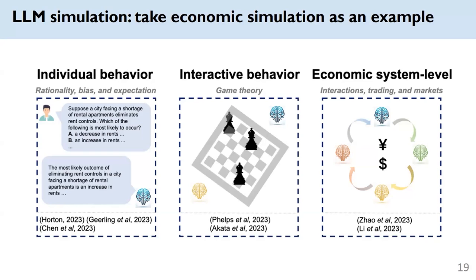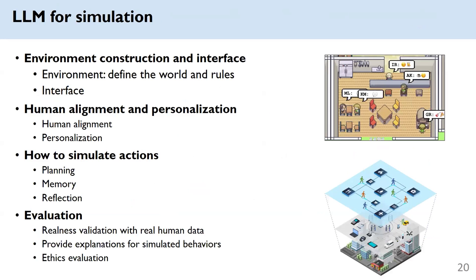Also, there are some works on more general, economic system level phenomena. They design environments with interactions, trading, and markets, to reproduce real-world economic phenomena with LLM agents in a predefined economic environment. So these are examples of how LLM agents are used in social simulation and economic simulation.